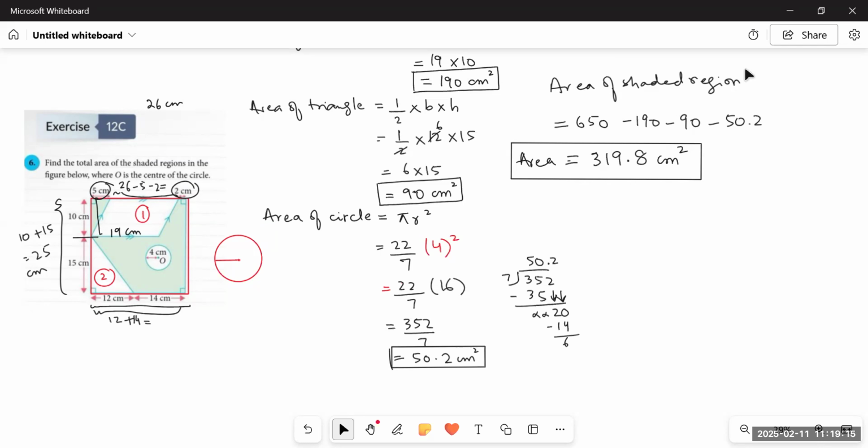But this is how you have to find the area of the shaded region if there are unshaded regions in a given figure. Just like that, we have to do question number 7. Inshallah, we are going to do question number 7 in some other video.